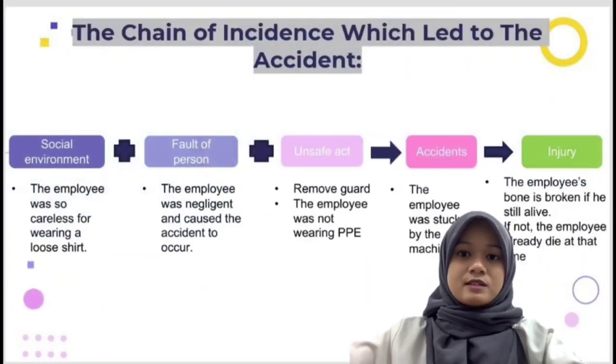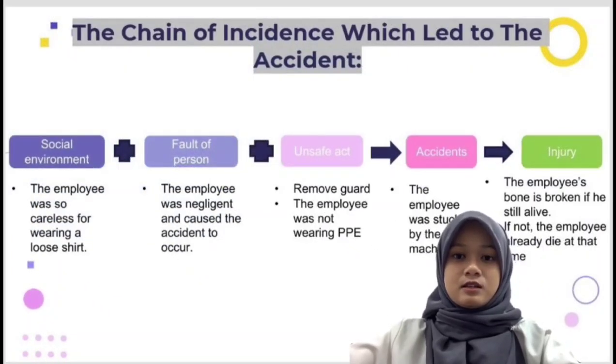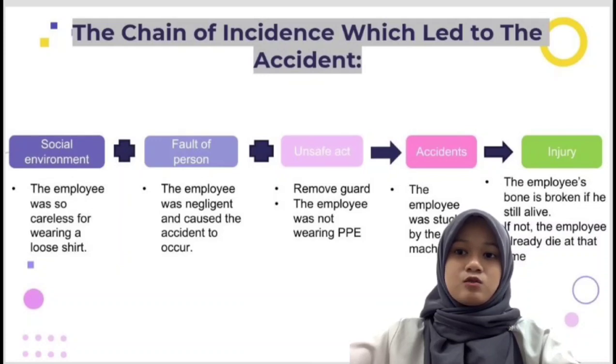The chain of incidents which led to the accident. First, social environment. It means the employee was reckless for wearing a loose shirt. Second, fault of person. The employee was negligent and caused the accident to occur.